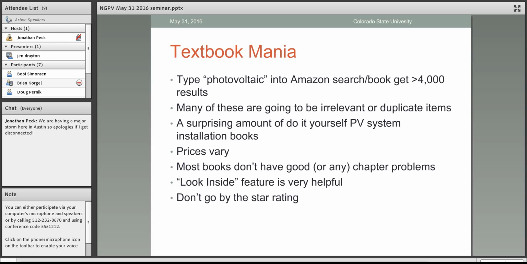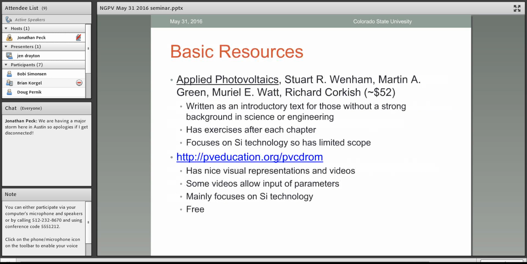In looking through all this stuff, I did come across some very helpful things. At the basic level, there's a book called Applied Photovoltaics by Stuart Wenham. It's around $52 on Amazon, and it's really a very nice introductory text. It's written for people who don't have a strong background in science or engineering, and it does have exercises at the end of each chapter.